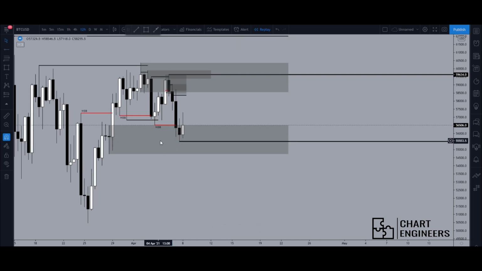Okay, now this confirms our market structure low, and now we have, let me clear up this chart a little bit.